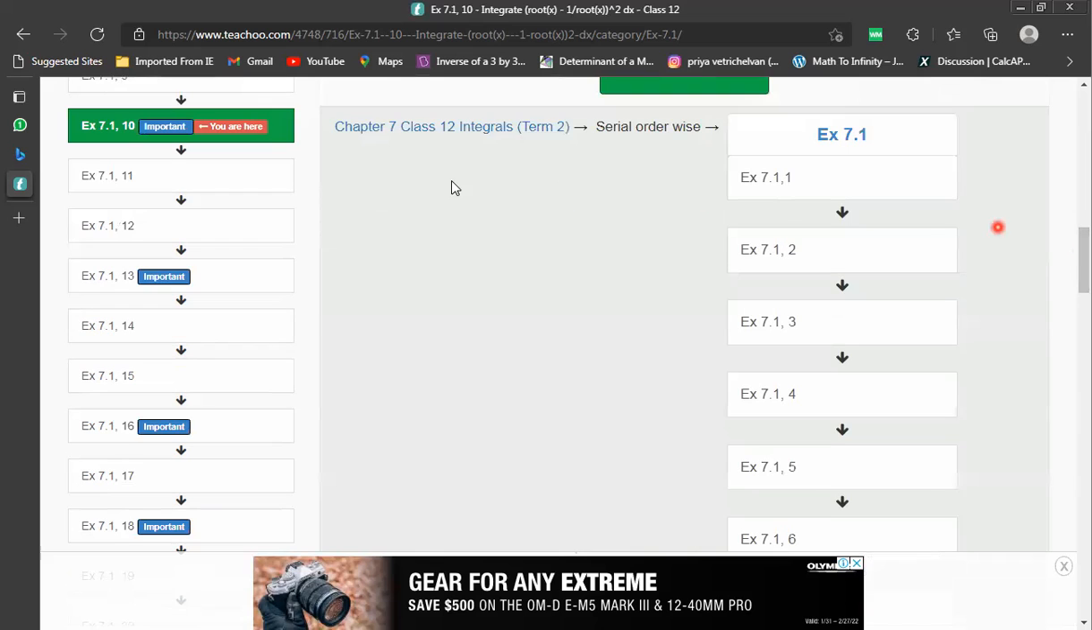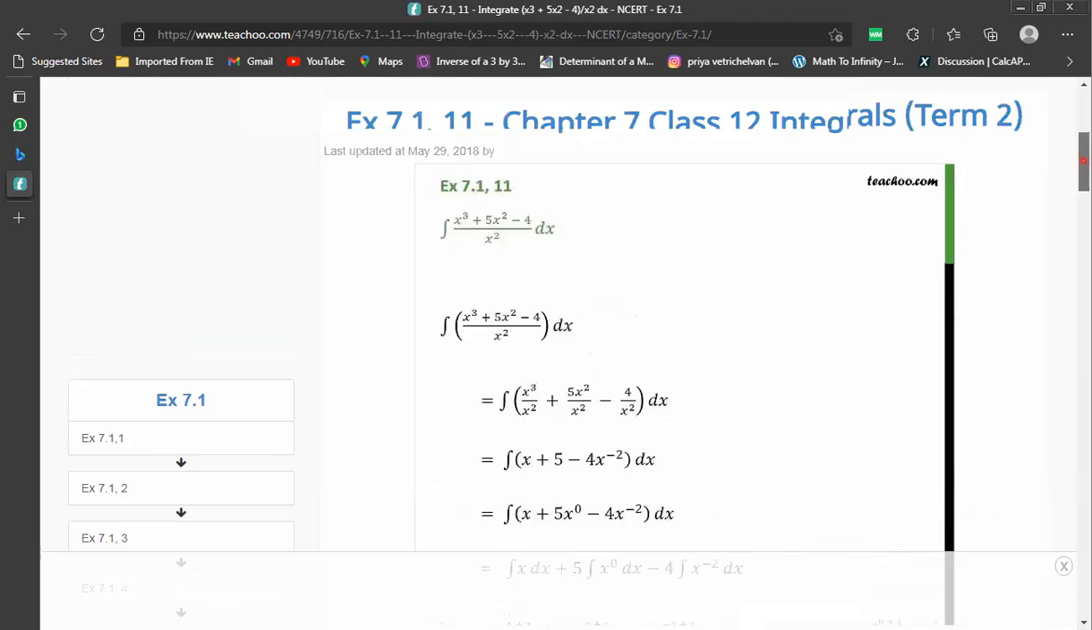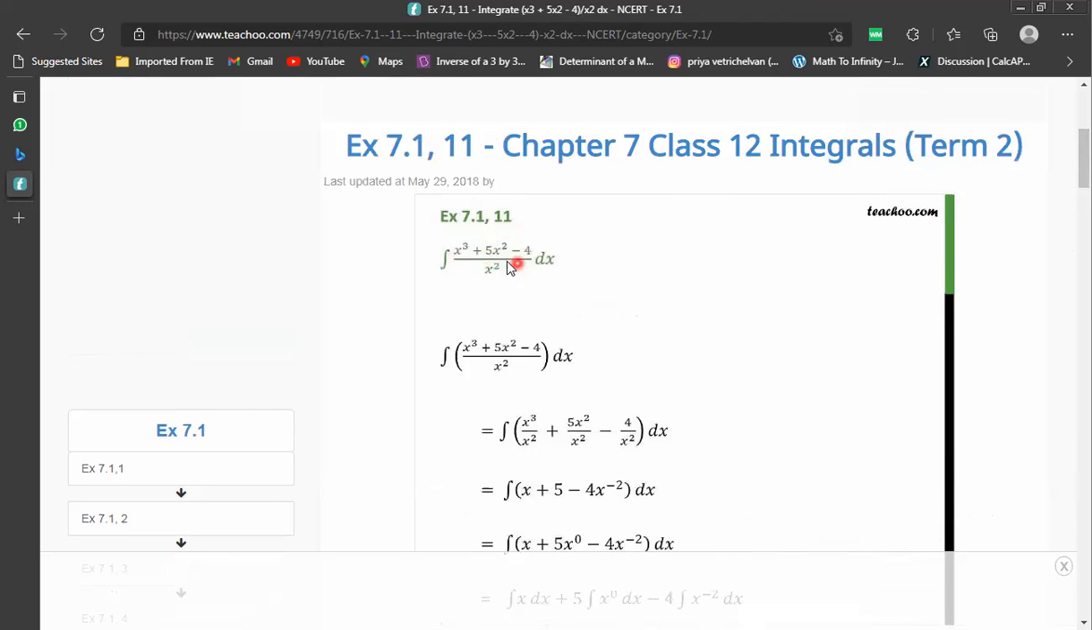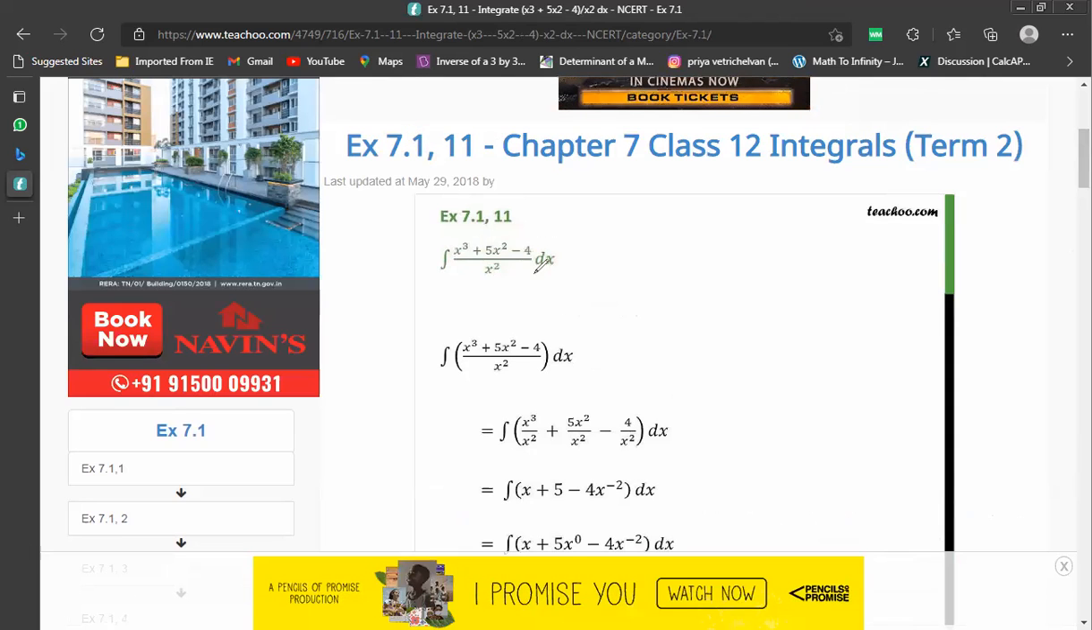Okay. We'll move to the next question. So integral of (x cube plus 5x square minus 4) upon x square dx. This is also the same kind of question. The only thing is you just have to simplify this before proceeding with the integration.